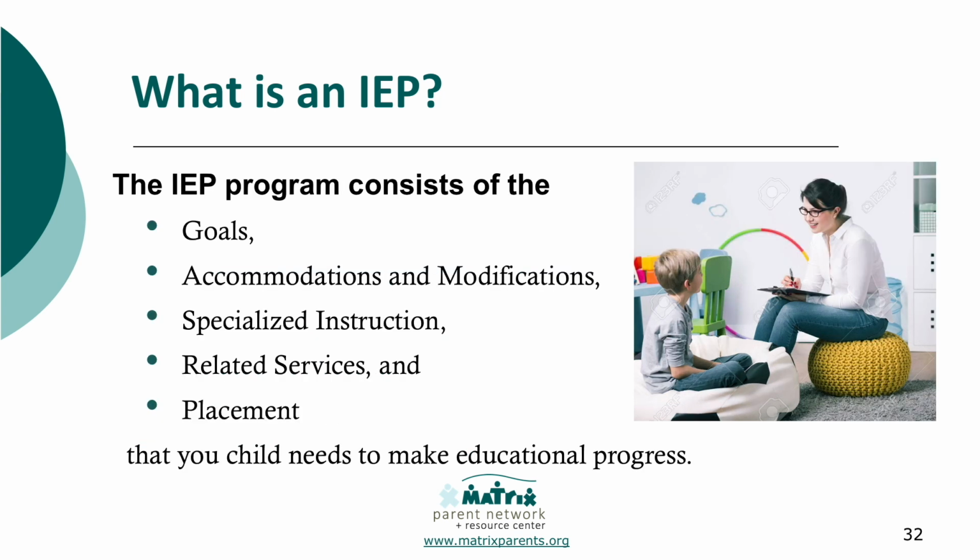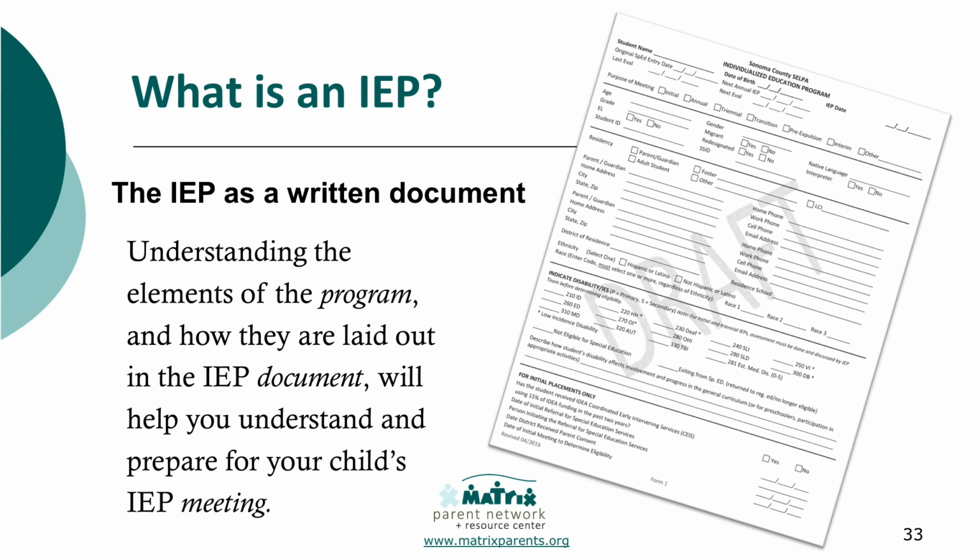So what does the program consist of? And we went through this a little bit before, but this is the order of things we have to think about. Goals. So there are goals in the IEP. Based on those goals, what accommodations or modifications are required, what specialized instruction is required, what related services like occupational therapy, speech therapy, adaptive PE, what kind of services are needed, and then finally, placement that is needed in order for your child to make educational progress. All of this is written down in a document.